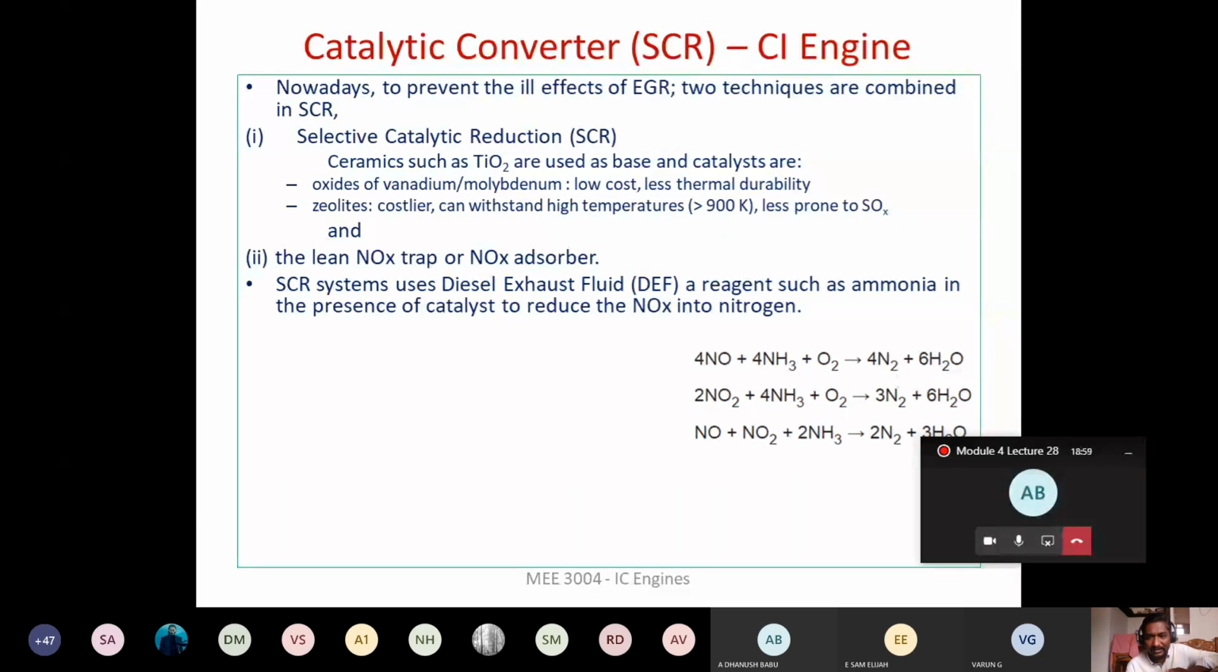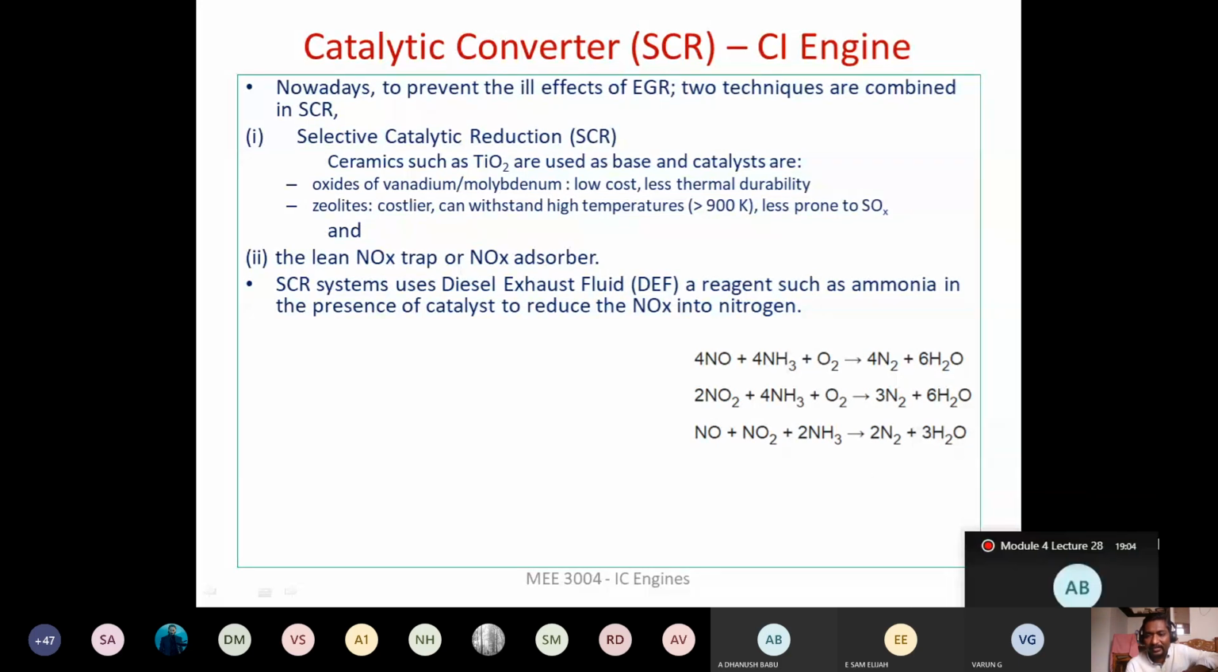Let us say we are going to inject ammonia in the exhaust gas. Our objective of injecting ammonia in the exhaust gas is to remove the NOx. NOx means predominantly you will have either NO or NO2. Let us say you have the presence of NO and we add ammonia to the exhaust, your diesel exhaust, which also contains oxygen. So this reacts and we get the formation of nitrogen and water vapor.